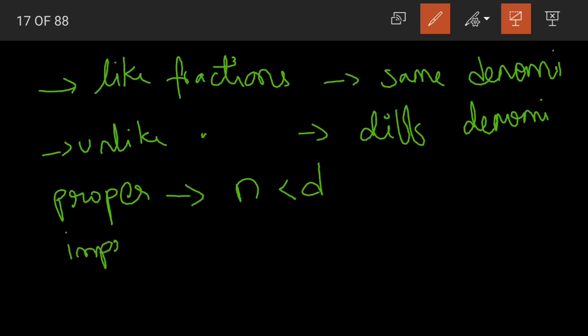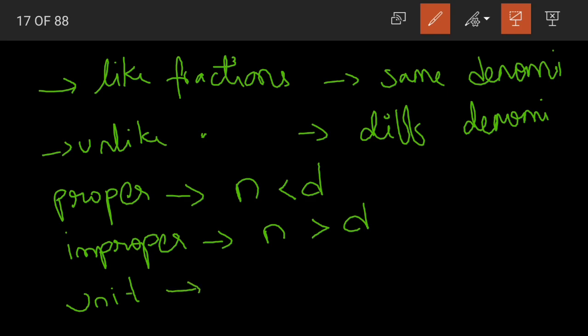And coming to improper fractions, they are those where the numerator is greater than our denominator. And lastly, we learnt about unit fractions, wherein the numerator of a fraction is 1. Say 1 by 4, 1 by 3 and so on. All such types of fractions where the numerator is 1 will be called our unit fraction.